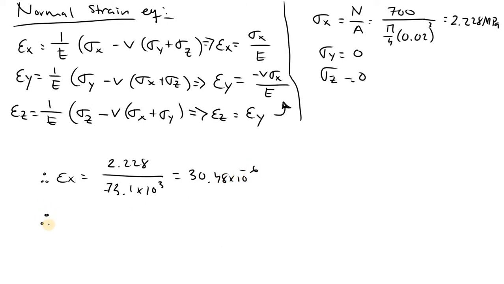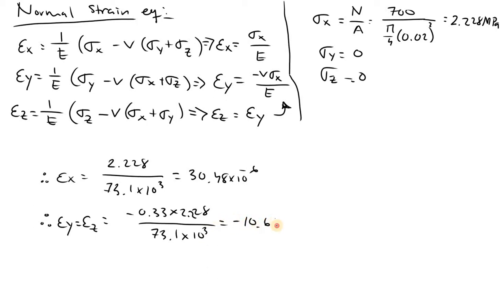And then our strain in the y direction, which is the same as our z direction, is negative 0.33 times 2.228, divided by 73.1 times 10 to the power of 3, which gives us negative 10.68 times 10 to the negative 6.